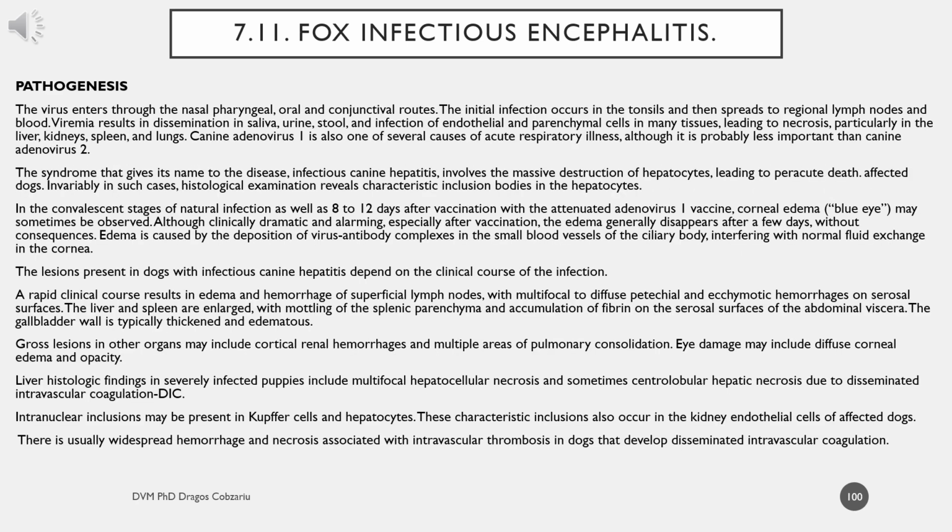Pathogenesis. The virus enters through the nasopharyngeal, oral and conjunctival routes. The initial infection occurs in the tonsils and then spreads to regional lymph nodes and blood. Viremia results in dissemination in saliva, urine, stool, and infection of endothelial and parenchymal cells in many tissues, leading to necrosis, particularly in the liver, kidneys, spleen, and lungs.